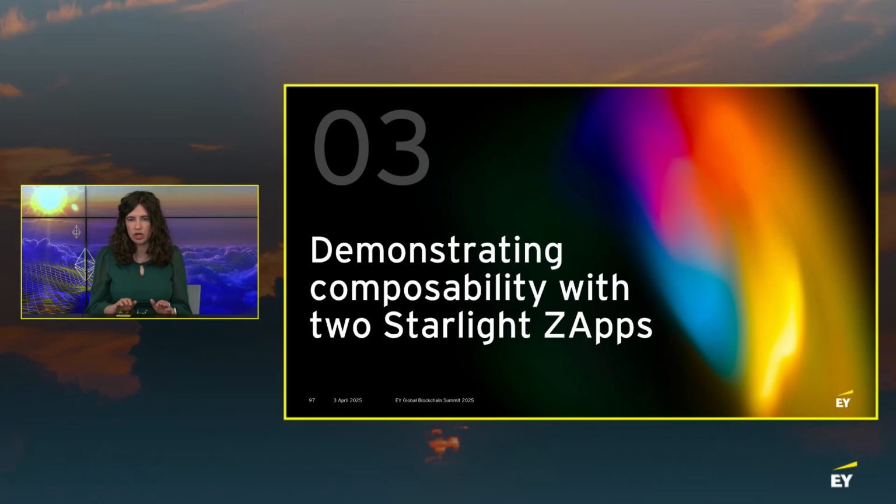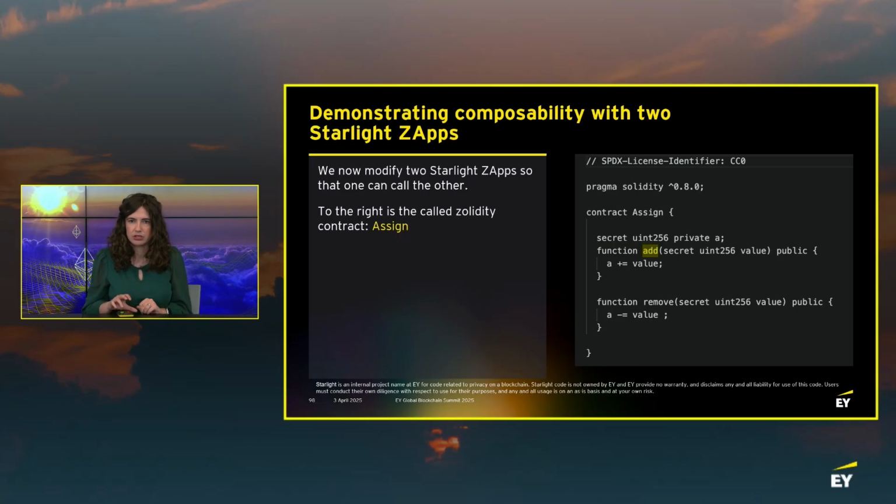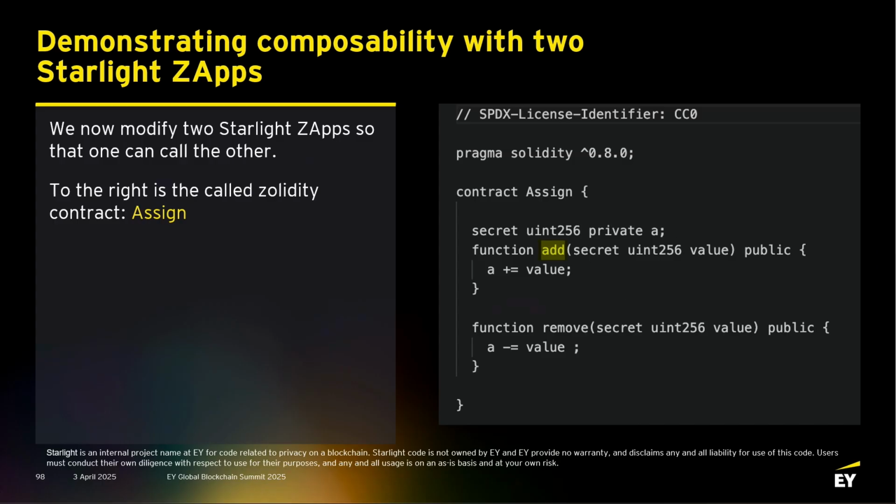Okay, so now I'm going to show how we can take two Starlight zaps and make them composable, make one call the other. So this is the assign contract. This is a Starlight test contract. It's a really simple one. Add, you do an increment. Remove, you do a decrement. And this is the one we're going to be calling. Specifically, we're going to call add.